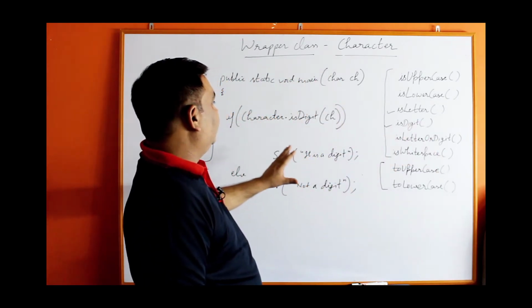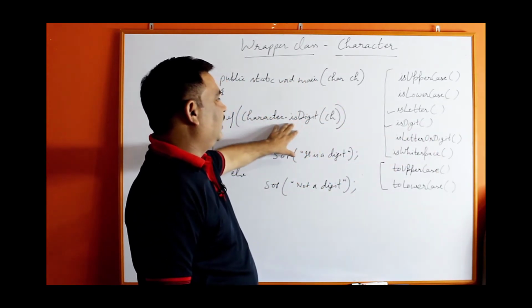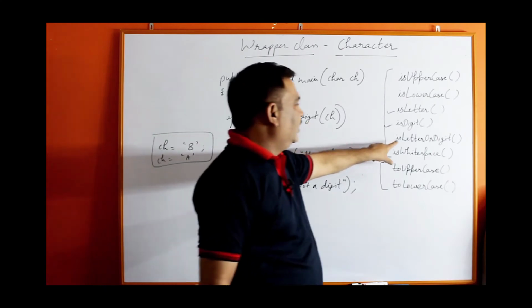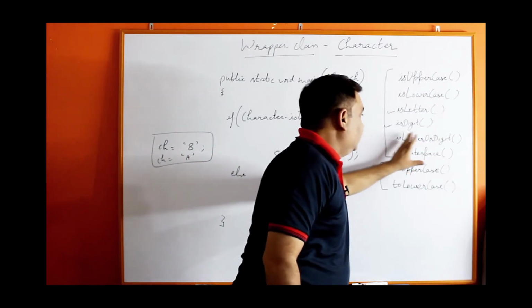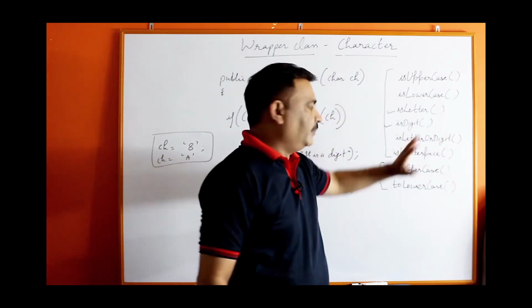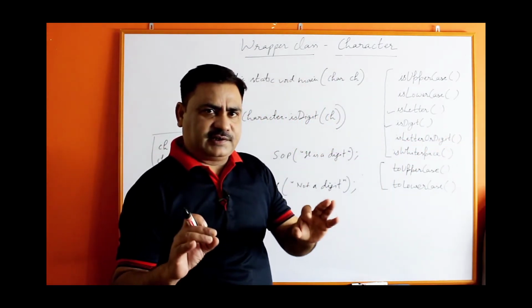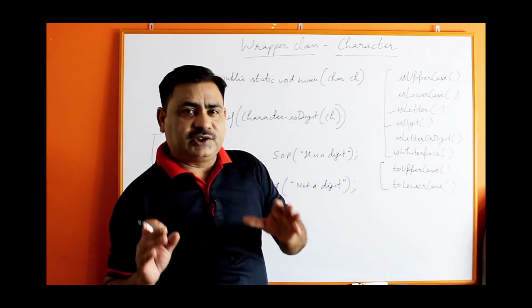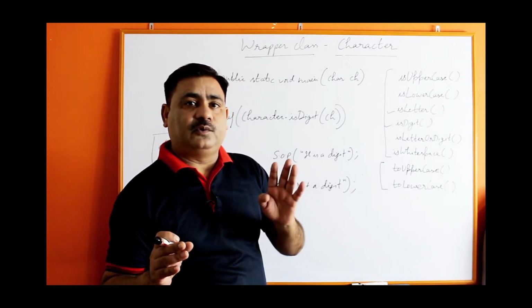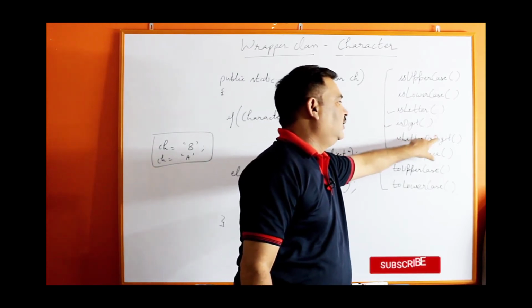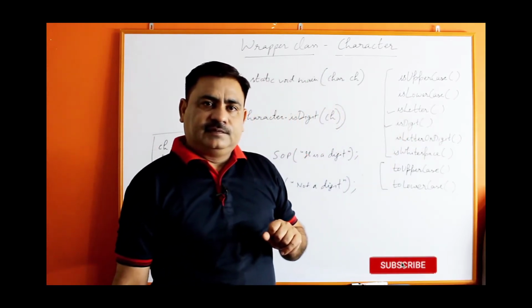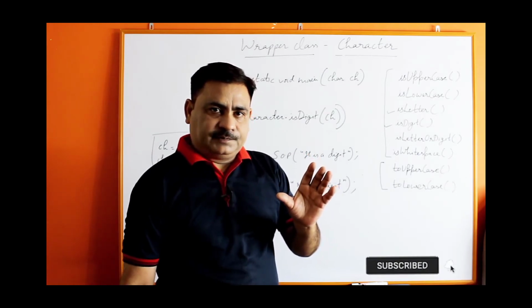Is letter or digit, it means in place of isDigit you can use this isLetterOrDigit function. See here, L capital, O capital, D capital. This is a big function name. Function name is big. isLetterOrDigit. This function name is formed by using 4 words: is, letter, or, digit. 4 words you can see.